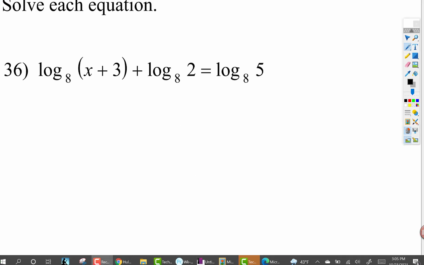All right, this is another one where this condenses to multiplication. We just did one like that, so that's it for this video.